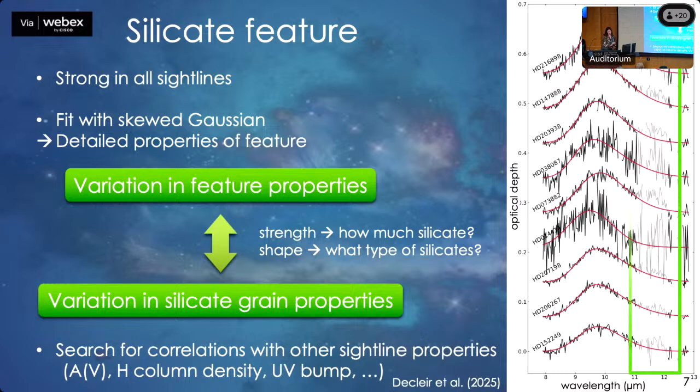So one more thing to note on this plot, maybe you've been wondering what the extra feature is on the long wavelength tail of the main feature. We don't actually know. There's a long list of candidates. It could be silicon carbide, it could be crystalline silicate, it could be PAHs, it could just be an artificial instrumental feature. So we're still trying to figure that out.